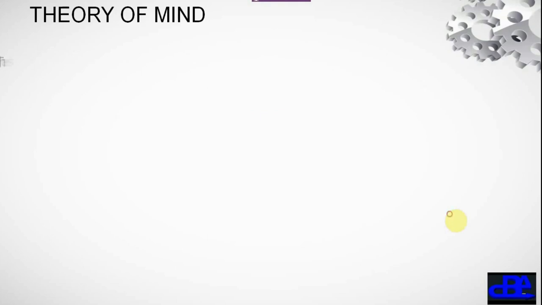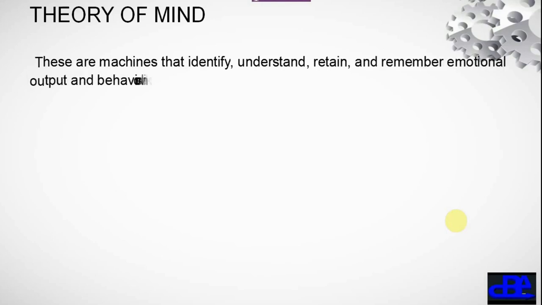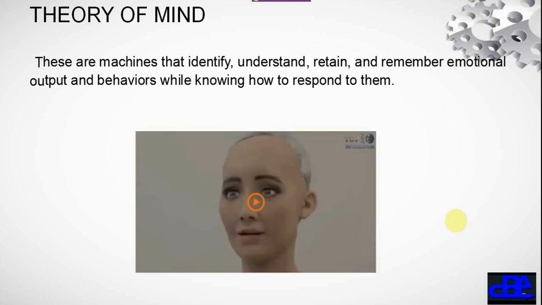These are machines that identify, understand, retain, and remember emotional output and behaviors while knowing how to respond to them. Actually, what does this mean? These are machines that understand behaviors of human beings. They mimic behaviors of human beings to know what they will output.